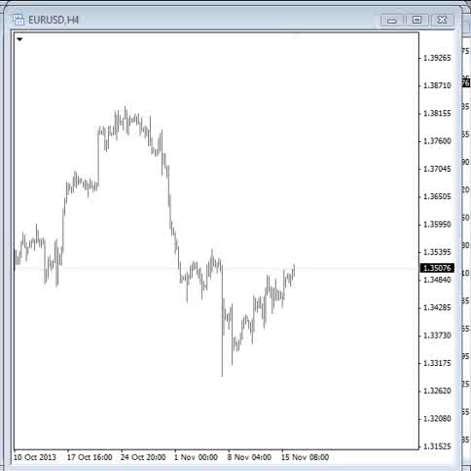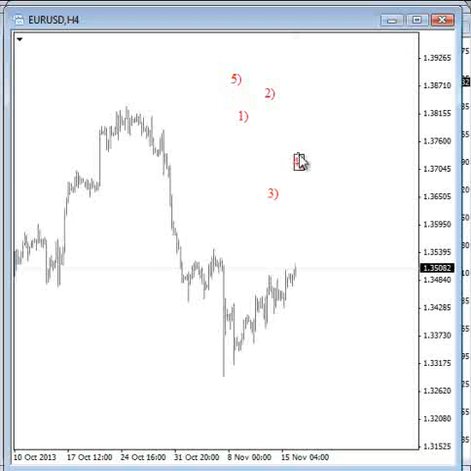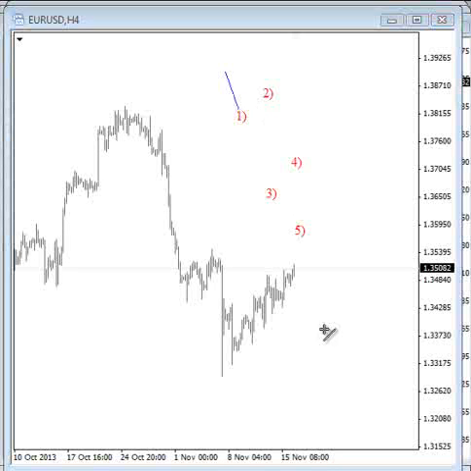In this video we will go through impulsive waves and corrective waves. As you know, impulsive waves are 5-wave patterns. Let me label a 5-wave pattern very quickly here: wave 1, wave 2, wave 3, wave 4 and wave 5. This is how a 5-wave pattern looks.